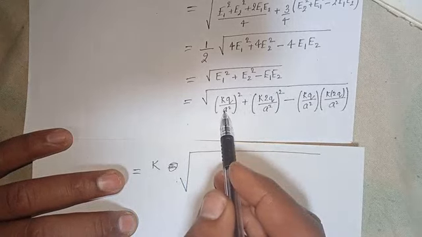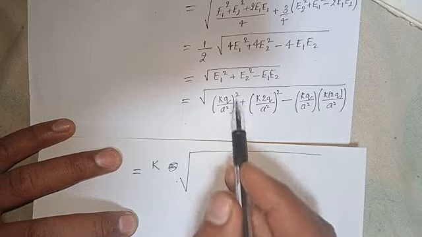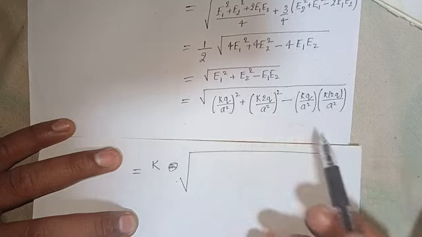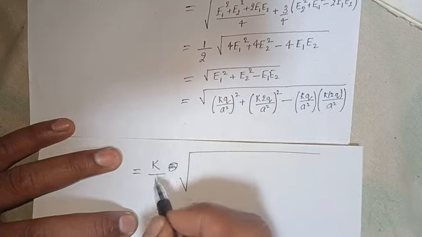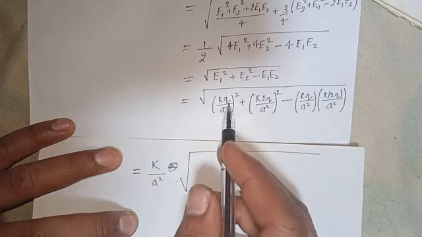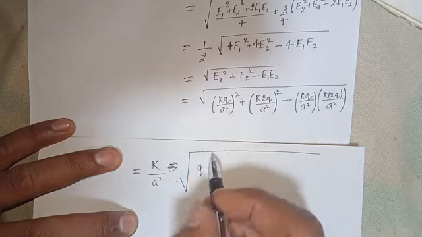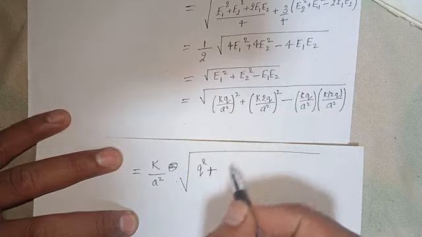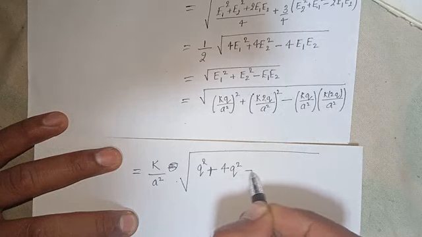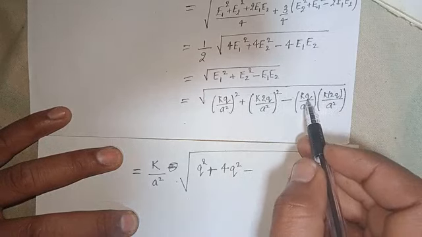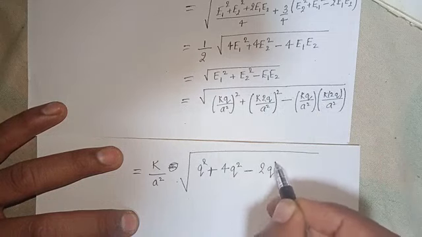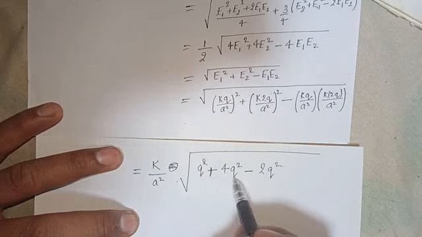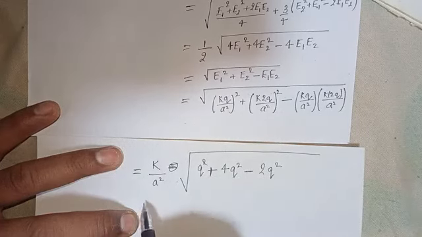And if we see here, a to the power 4, a to the power 4 and a to the power 4. So if we take a to the power 4 out of the root, then it will become a square outside. So in the first bracket we have q square, in the second bracket we have 2 to the 4, that is 4q square, and in the third bracket we have minus 2q square. So this is 5q square, and this is 3q square.